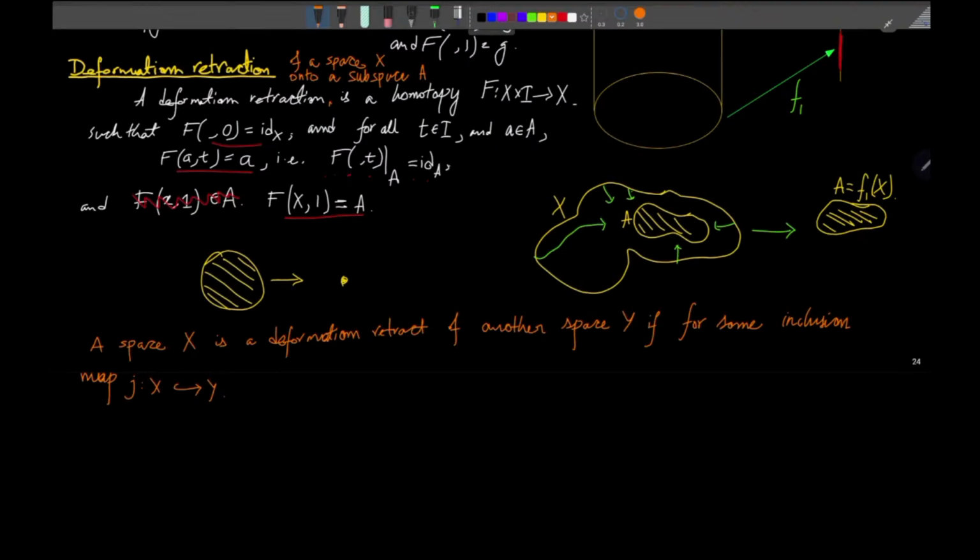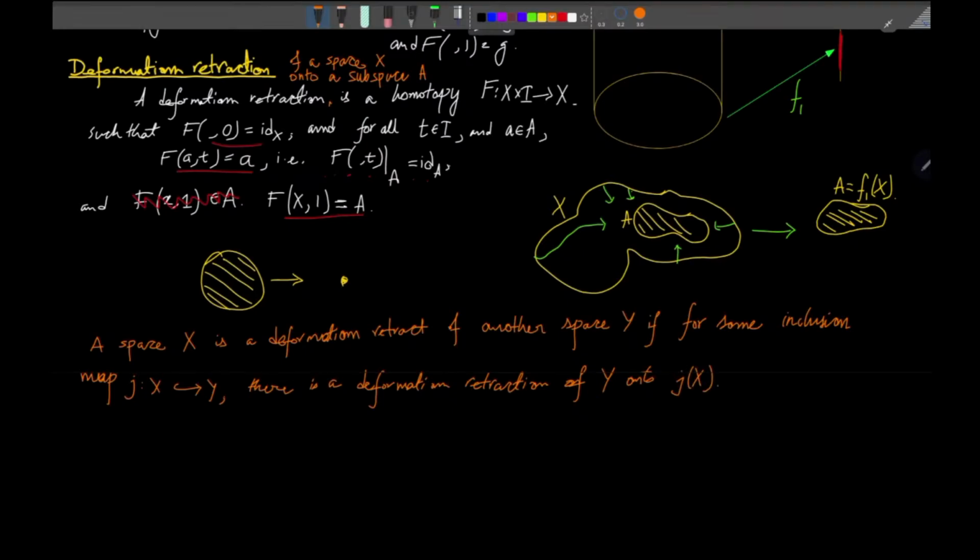this J is injective. It injects or includes X into Y, for some inclusion map. There is a deformation retraction of Y onto this image subspace, which is J of X. That's where this deformation retract comes in.